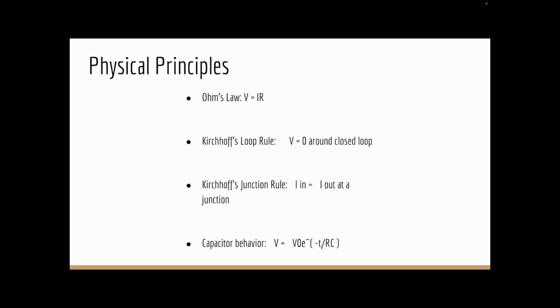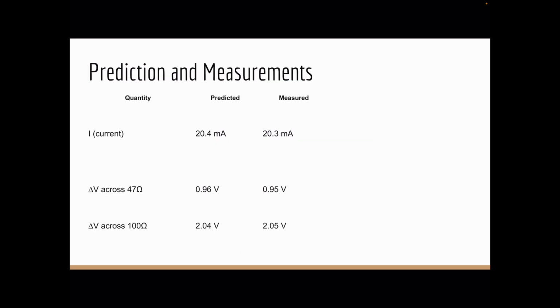The voltage across a capacitor decreases over time according to the equation V equals V naught times e to the negative t over RC. We predicted the current using Ohm's law with a total voltage of 3.0 volts and a total resistance of 147 ohms. The predicted current was approximately 20.4 milliamps. In the simulation, both ammeters showed a current of 20.3 milliamps, confirming our prediction. We also measured voltage drops: 0.95 volts across the 47 ohm resistor and 2.05 volts across the 100 ohm resistor.